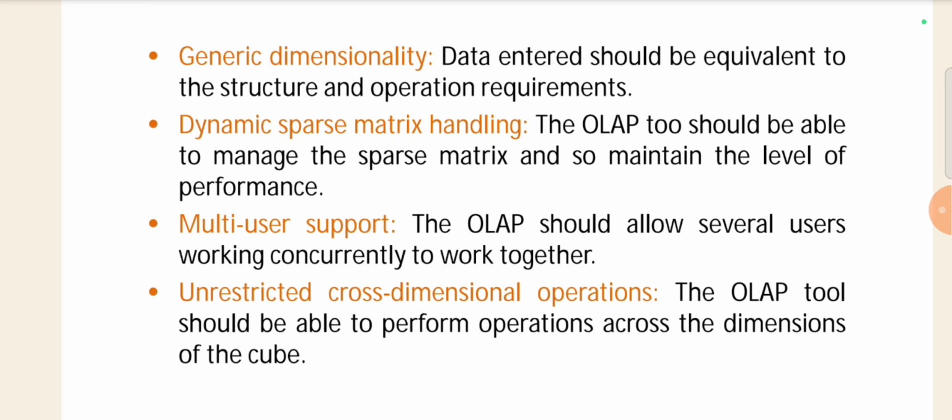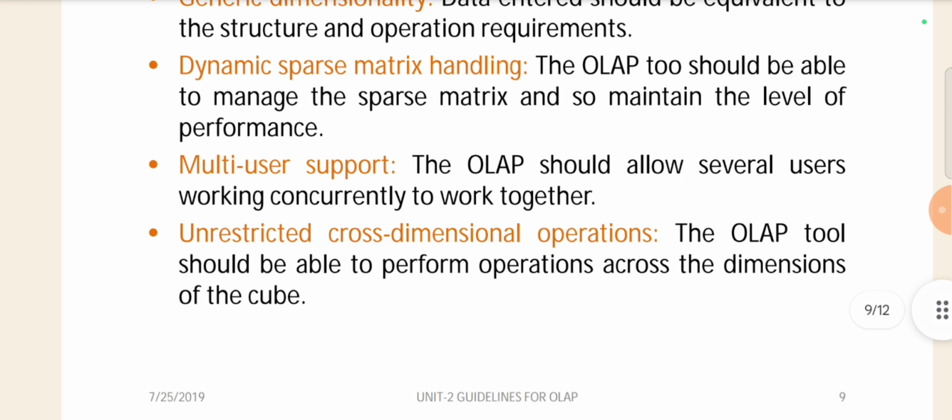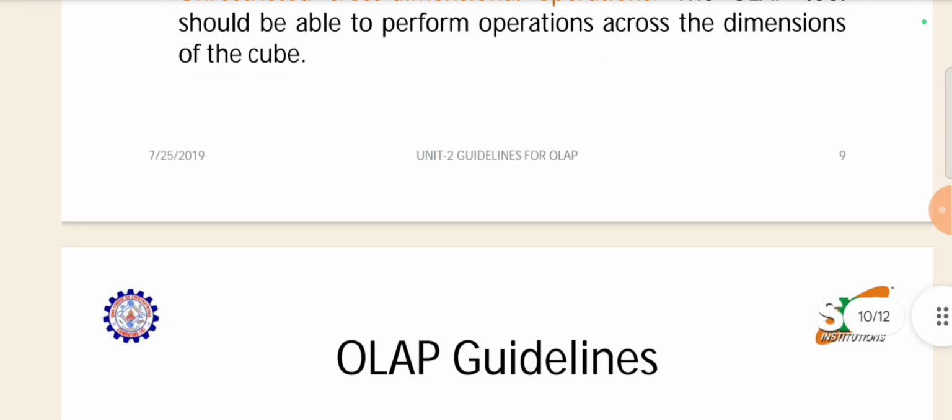So it's all about the dimensionality. First is the generic one, everyone can be utilizing it. Then next is the dynamic, how dynamically multi-level performance has been taken care of. And next is the multi-user support. So together, how concurrently they are utilizing the same OLAP purpose. And the final one is about the unrestricted cross-dimensional performance. So without restriction, how we are performing across the dimensions of the cube.